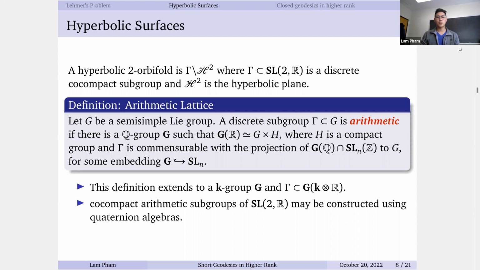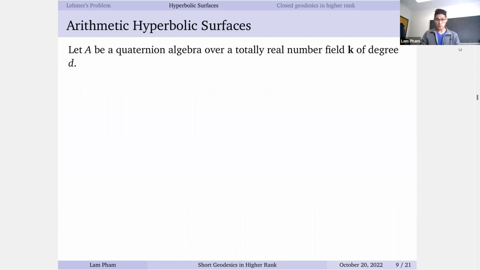It's a well-known classical construction using quaternion algebras. There are different constructions, of course, some using unitary groups and orthogonal groups, but I will just focus on giving the basic case of how to quickly introduce an arithmetic co-compact lattice in SL2R. For those who do not know this construction, you take a quaternion algebra over a totally real number field K of degree D. So all the Archimedean embeddings of K are into R, no complex embedding.